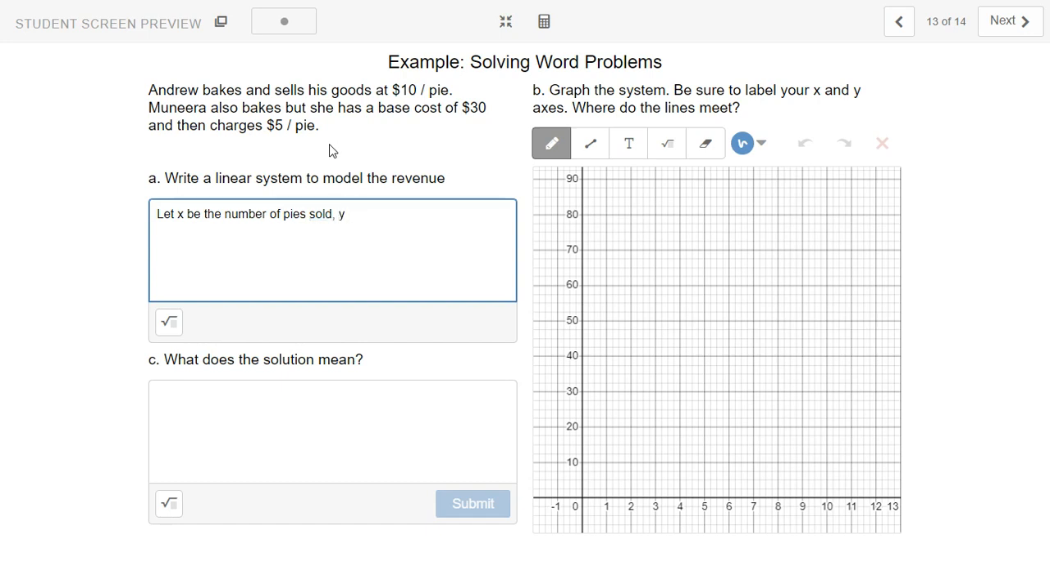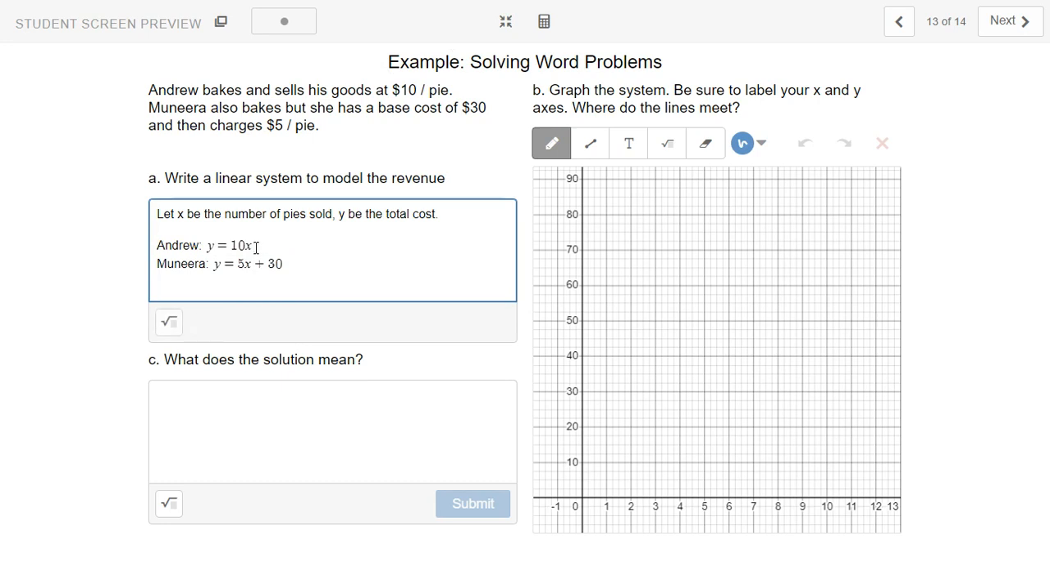and y be the total cost. So for Andrew, we have y is equal to 10x. He doesn't have a base charge. For Manira, she has $5 per pie plus a base cost of 30. So let's graph this.